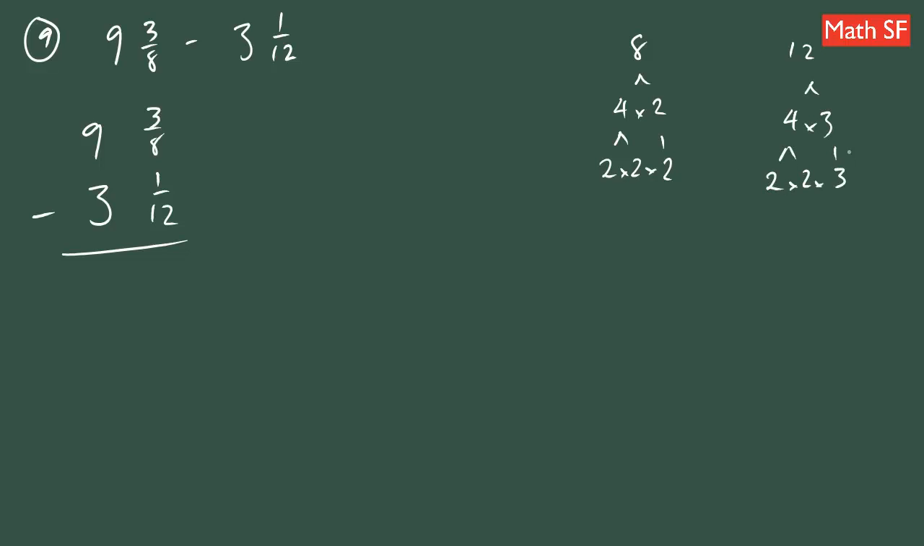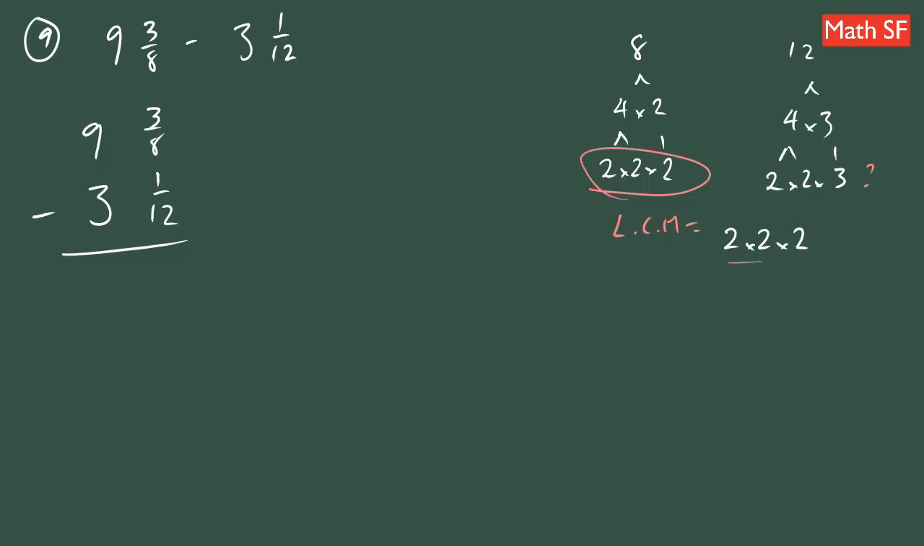LCM, pick one of them. So in this case, you're just going to pick this number here, 2 times 2 times 2. Make sure that these numbers that are here are already included. Well, I have a pair of 2s there.